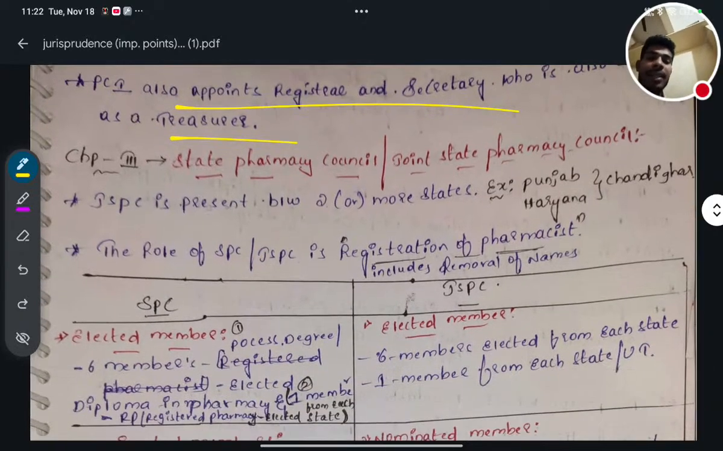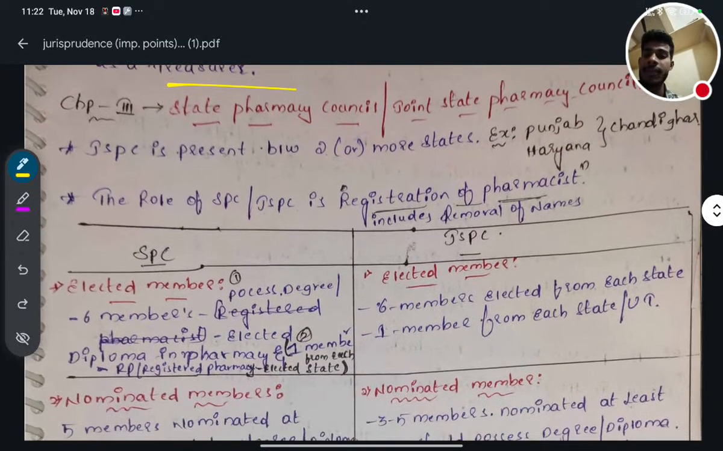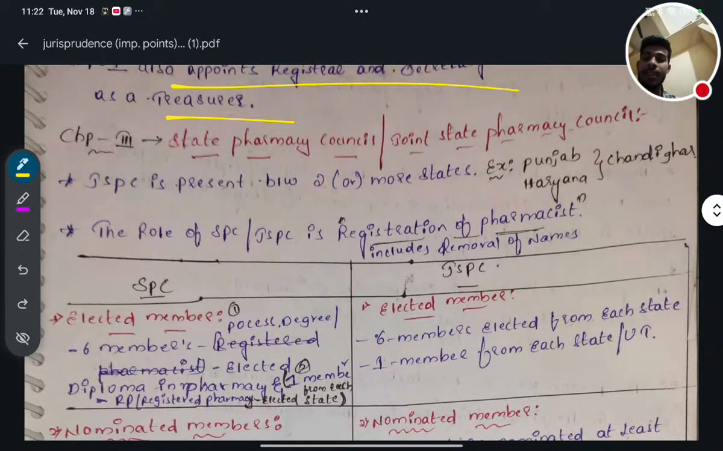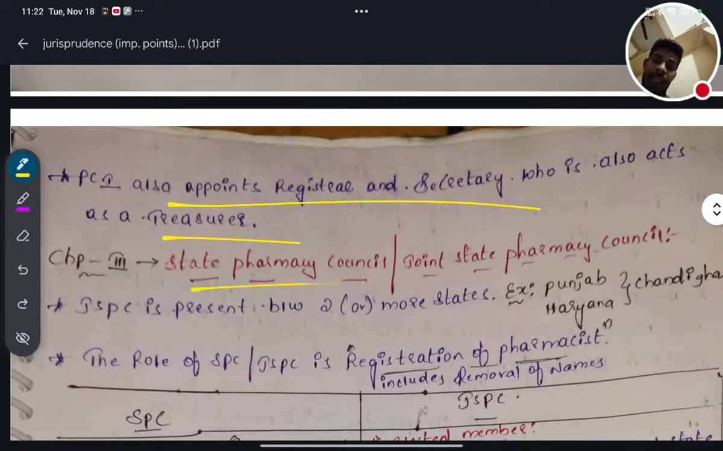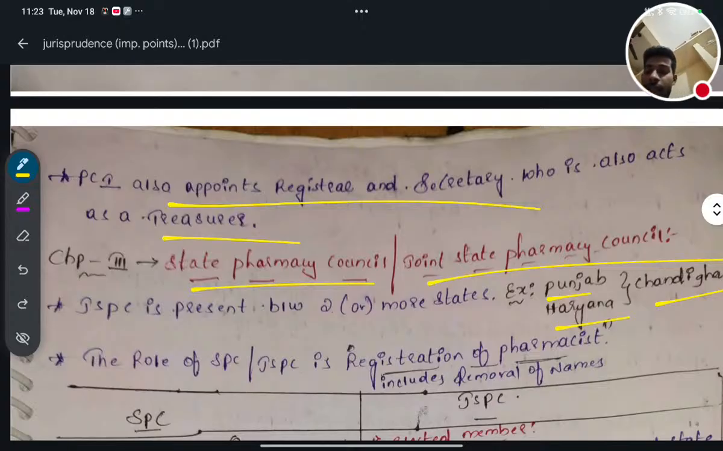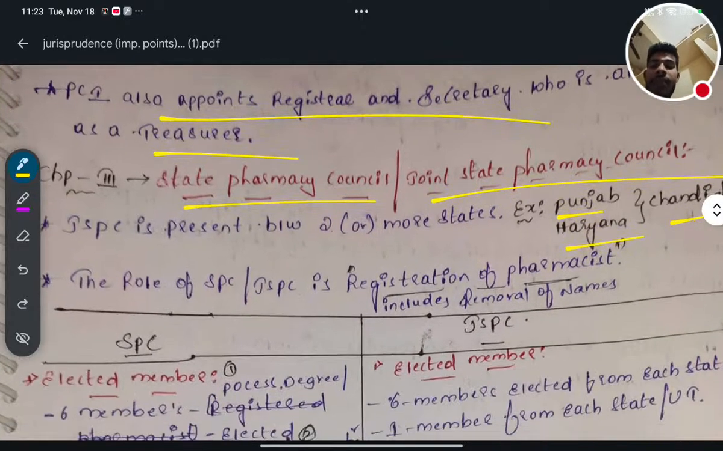The important points are the tables I have created. These tables are very important. You have to remember that. See, in chapter 3, State Pharmacy Council and Joint State Pharmacy Council. A Joint State Pharmacy Council is present between two or more states, such as Punjab, Haryana and Chandigarh. The role of the State Pharmacy Council and Joint State Pharmacy Council is registration of pharmacists, which includes the removal of names.